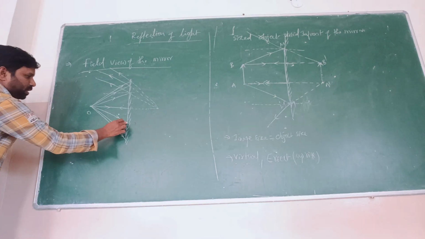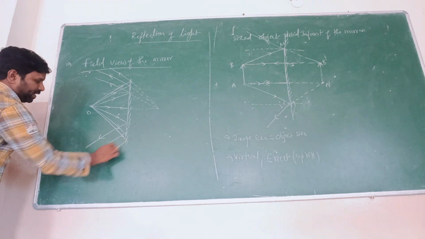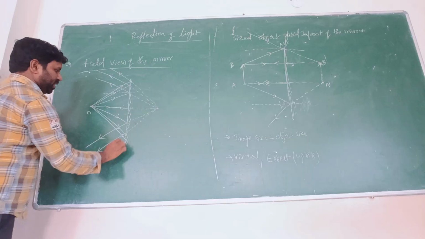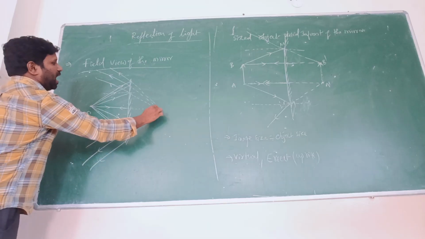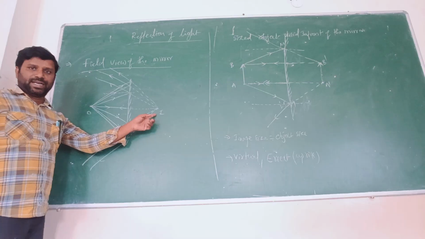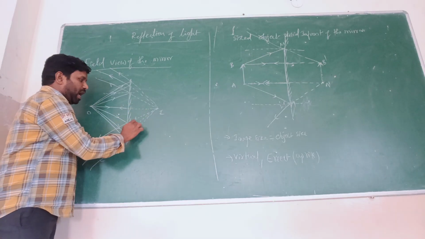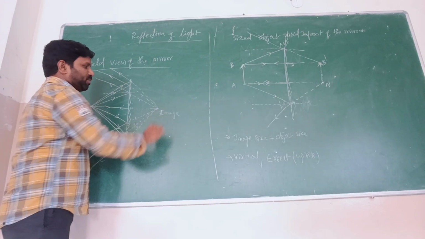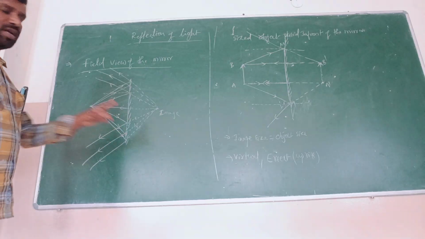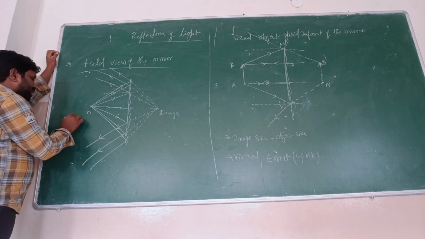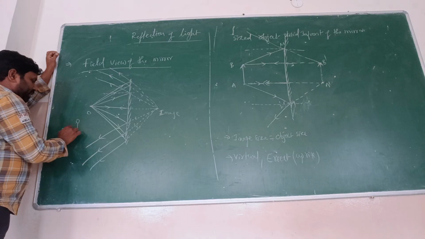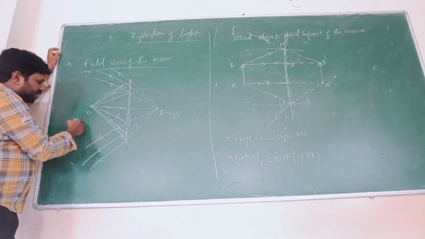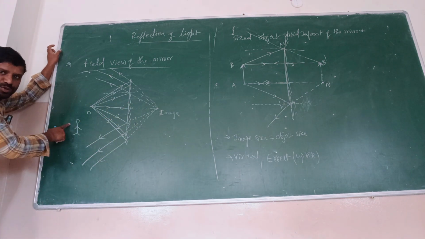From here also the light rays are reflected. If you extend these reflected rays, all the reflected rays will converge at a point. This intersection point of all the reflected rays is called the image. See children, a person is walking here. Can you see the image of this object? Yes, definitely you can see the image of the object from this position.